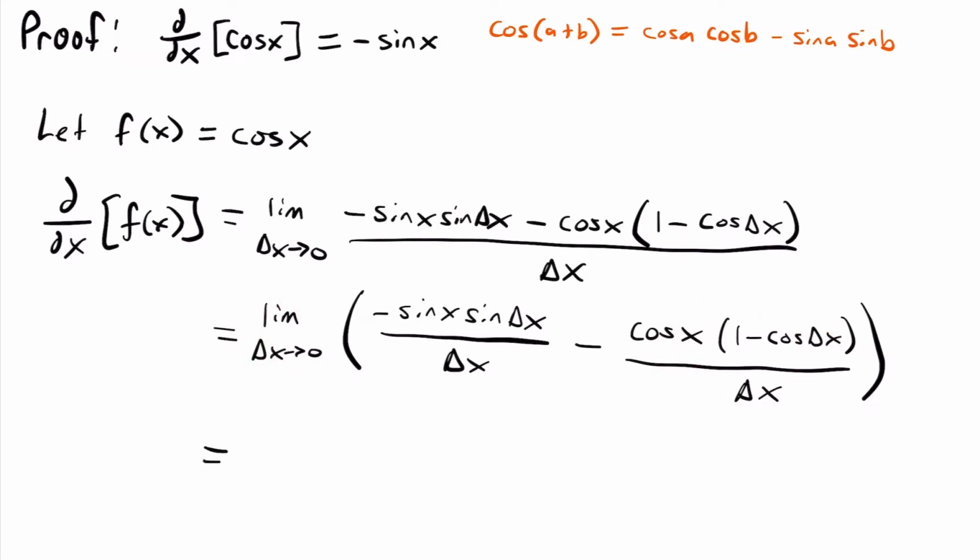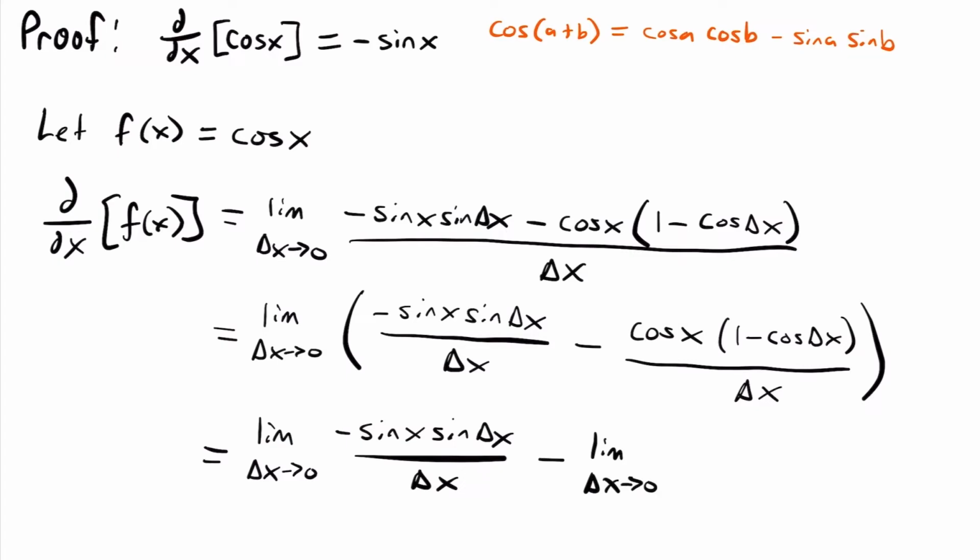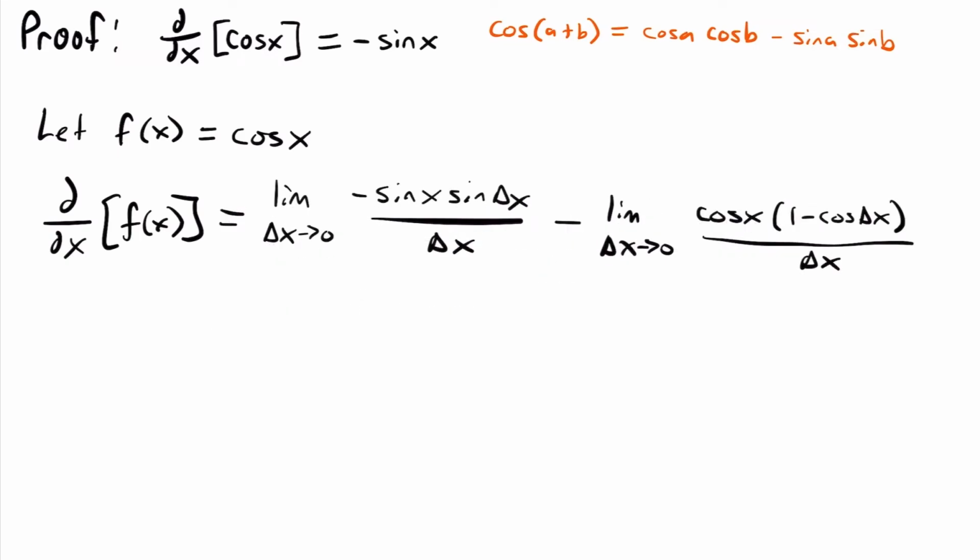And so this will be equal to the limit as delta x approaches 0 of negative sine x times sine of delta x divided by delta x. And then we will subtract the limit as delta x approaches 0 of cosine x times 1 minus cosine delta x divided by delta x. And so then if we clean up our work here, we can move on to our next step, and our next step is going to involve simplifying these limits a little bit more, right?